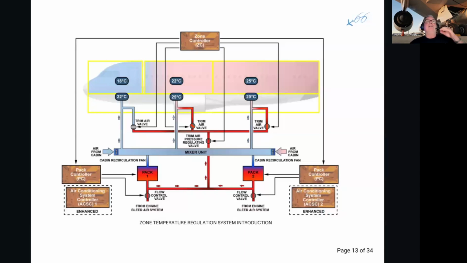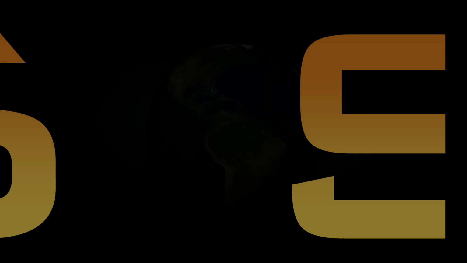Okay, so depending on what aircraft you're working on, you might be working on a really old A320. If you open the system schematics, you'll see pack controller and a zone controller. Or on the newer aircraft, around about, don't quote me on this, but around about 1600, 1800 MSN, they went from pack controller, zone controller to ACSC 1, ACSC 2.